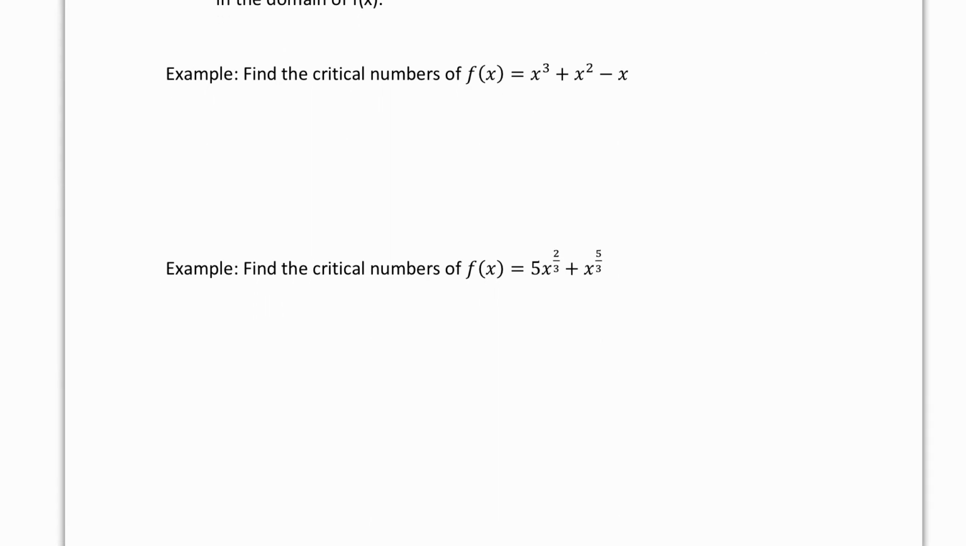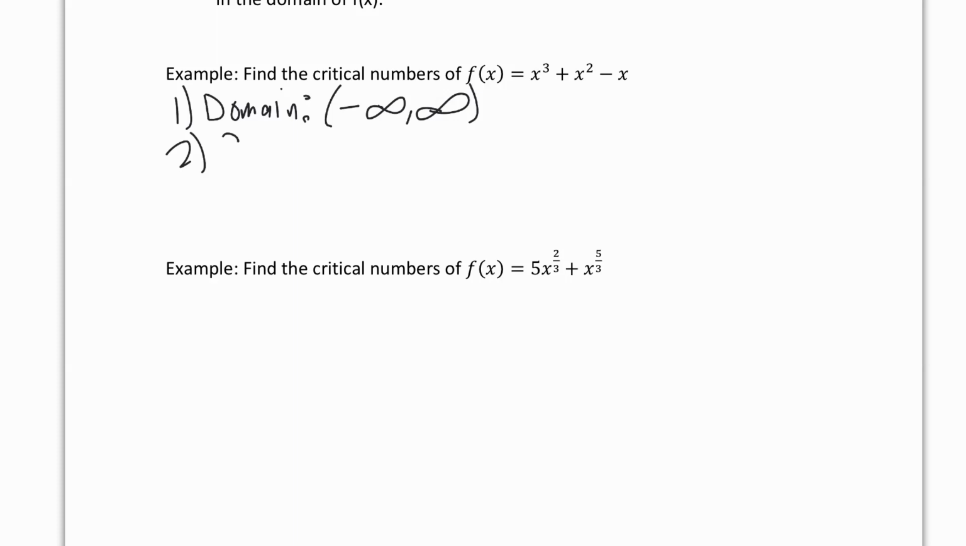So let's do an example. Let's find the critical numbers of f(x) equal to x cubed plus x squared minus x. Well, step 1, we'll find the domain. And the domain looks like, well, minus infinity to infinity, all real numbers. It's just a polynomial, so it's defined everywhere.